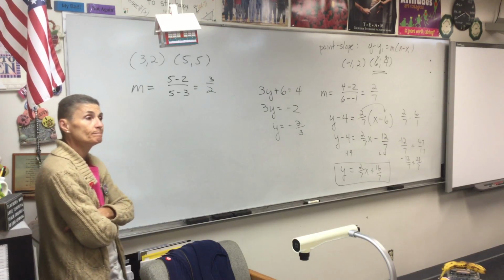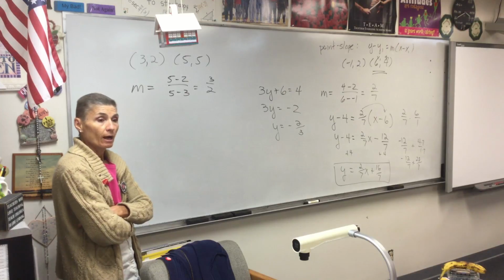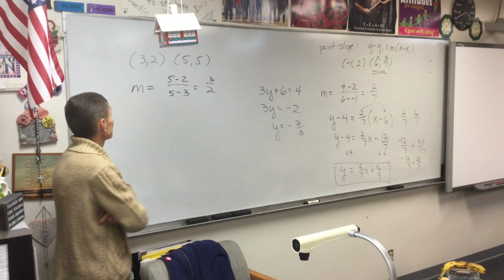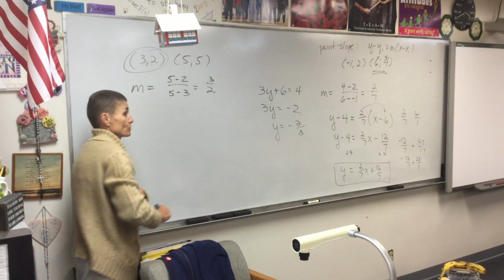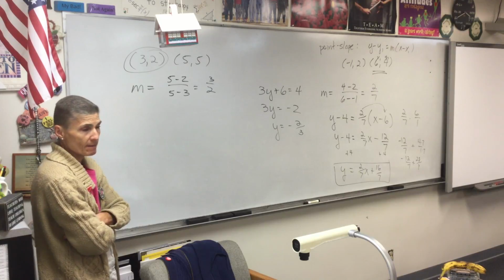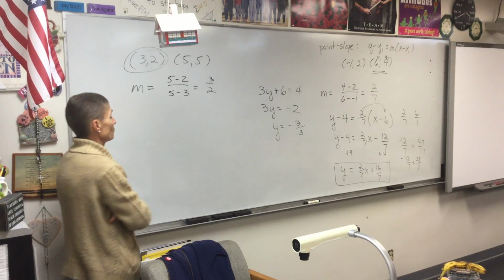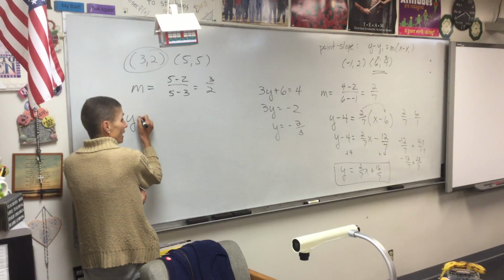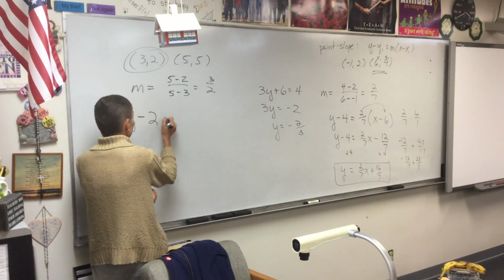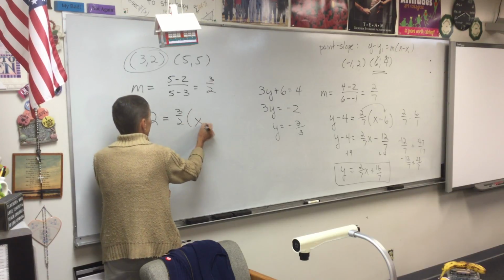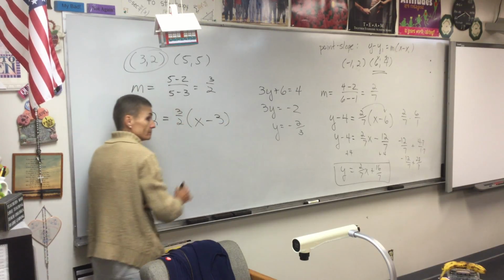All right, now what? Choose your coordinates. I'm going to pick a point. 3, 2. We'll go ahead and use this one since the numbers are different. It'll be easier to keep track of them. Doesn't matter though. Pick either point. And then what does my point slope formula say? Y minus 2 equals 3/2 X minus 3.